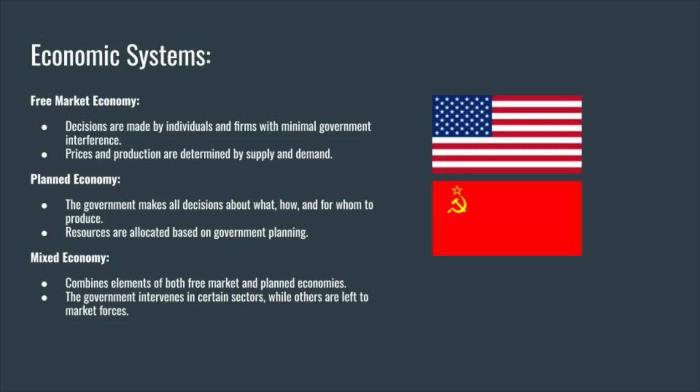1. Free market economy. Decisions are made by private individuals and firms with minimal government intervention. 2. Planned economy. The government makes all decisions about production and distribution. 3. Mixed economy. A combination of market forces and government intervention guides economic activity. Each system has its strengths and weaknesses, influencing how effectively it answers the basic economic questions.